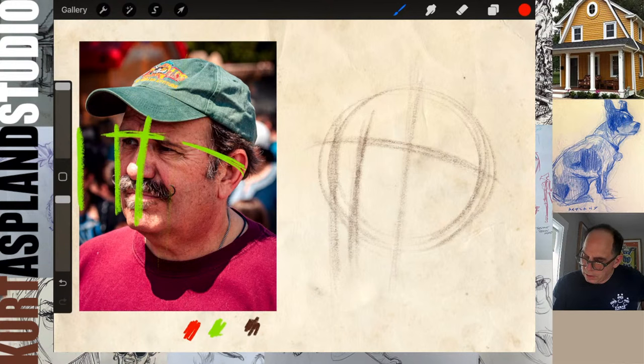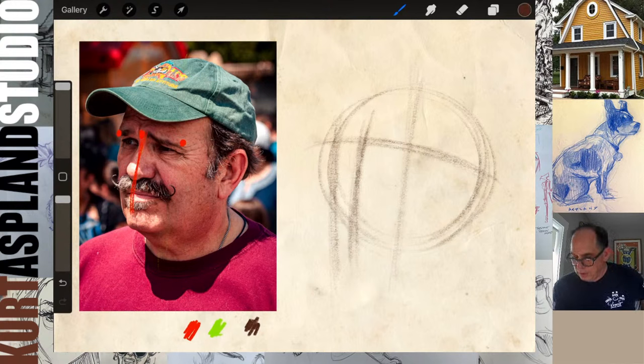All right, I'm going to erase some of this here. So there's one temple there. There's the other temple, and that's our center line. So let's get our temples in place now. I'm going to be right about there. There's one temple. There's the center of his head there. Now look how far back this guy is. This guy is much further back. You see that? All right, now we can get the side of his head in.